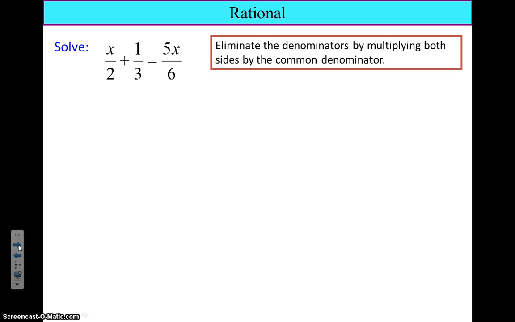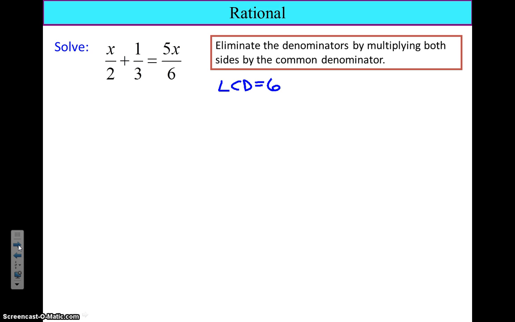That means we need to find out what is a common denominator and specifically what would be the least common denominator. For this problem, I have denominators of 2, 3, and 6, and so the least common denominator is going to be 6. Now, unlike adding and subtracting rationals, where we asked ourselves, what do I need to multiply each of the current denominators by to get the LCD? We're not going to do that here.